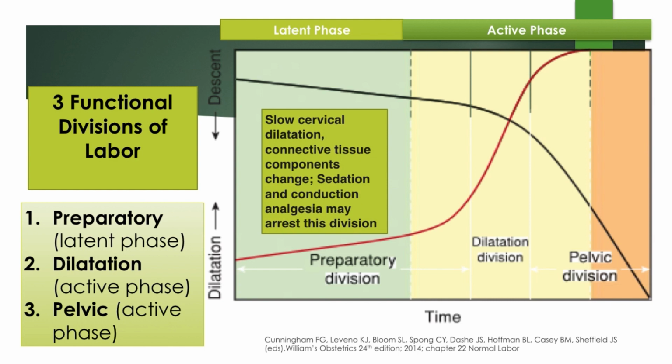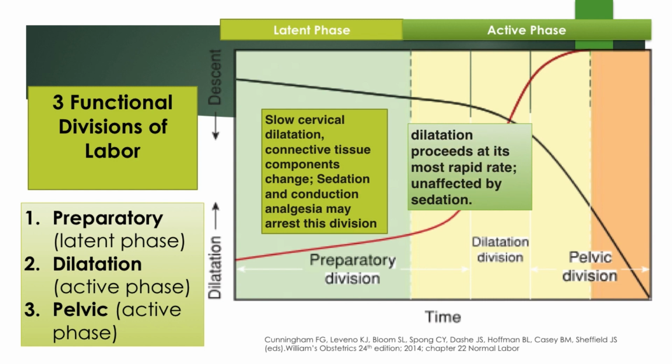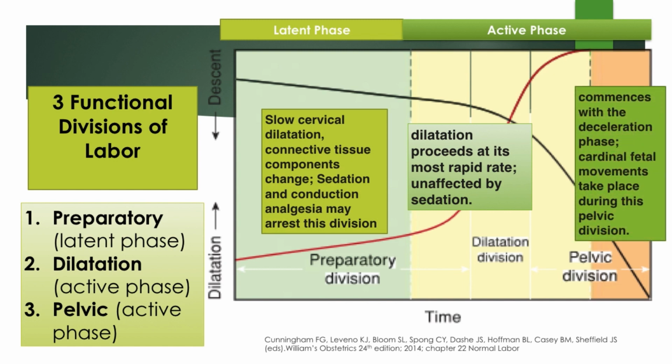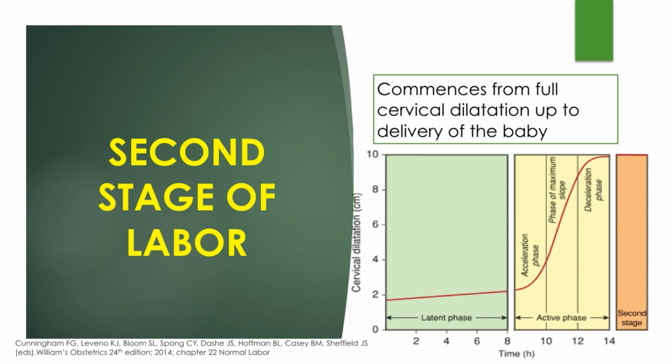Now, the dilatational division corresponds to the active phase. Dilatation proceeds at its most rapid rate, and this is unaffected by sedation. So when the patient is already at the dilatational division, that's when we start epidural anesthesia or sedation. The pelvic division also corresponds to the active phase, and this commences with the deceleration phase. This is the division where cardinal fetal movements take place. The second stage of labor, as I've already mentioned, commences from full cervical dilatation up to the delivery of the baby.